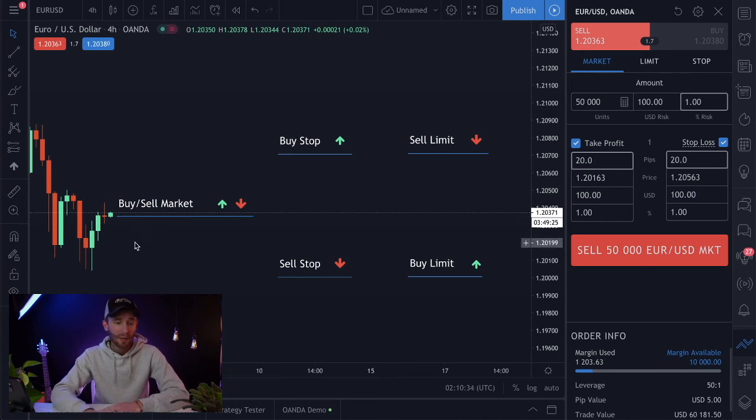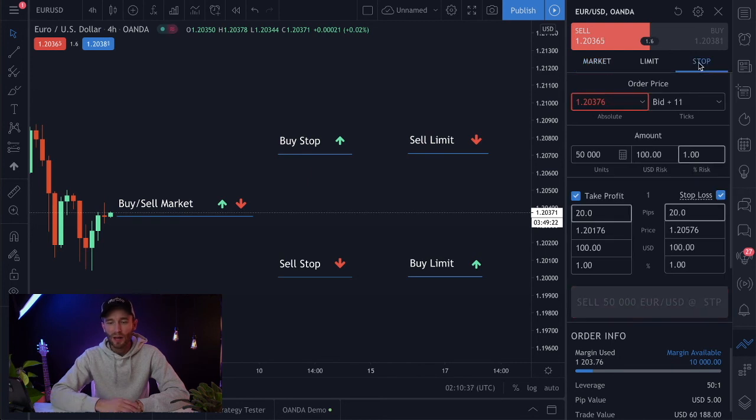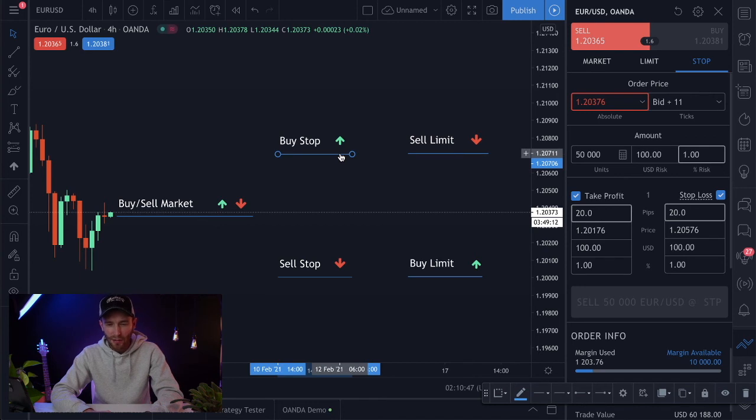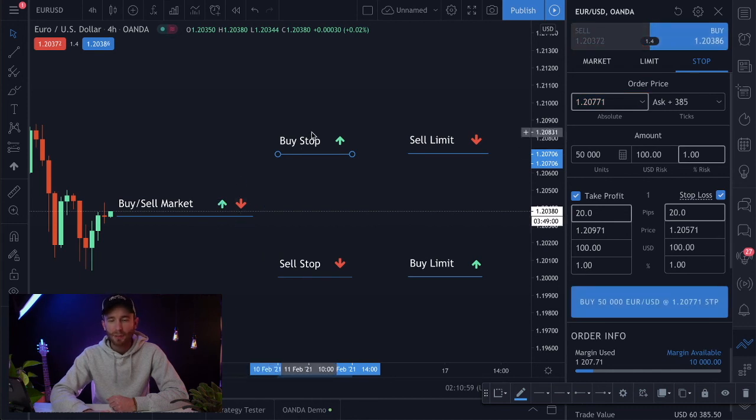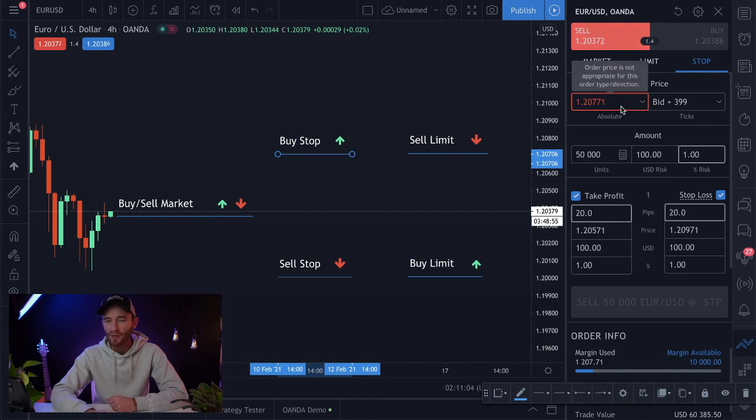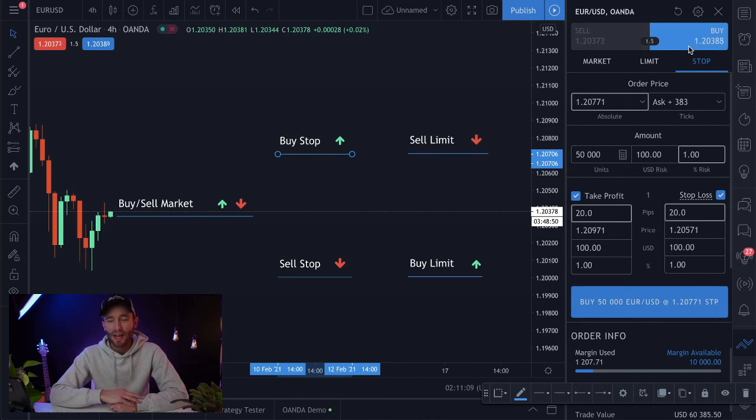At a market, it's going to get me at the current price. Well, what if I want to do a stop? I can come in here and say, all right, stop loss is 20, take profit is 20, the risk is 1%, and what do I want to do? I want to execute this at, let's just play around with this price, 1.20771. So 1.20771. And we are going to buy it because it's going to be a buy stop. It has to be above the price, remember? That's why I wouldn't execute it. Watch this. Red. Why isn't it letting us do it? It's because the price I entered was above the price and not below. Okay? So that needs to be a buy. That is how you do a stop.